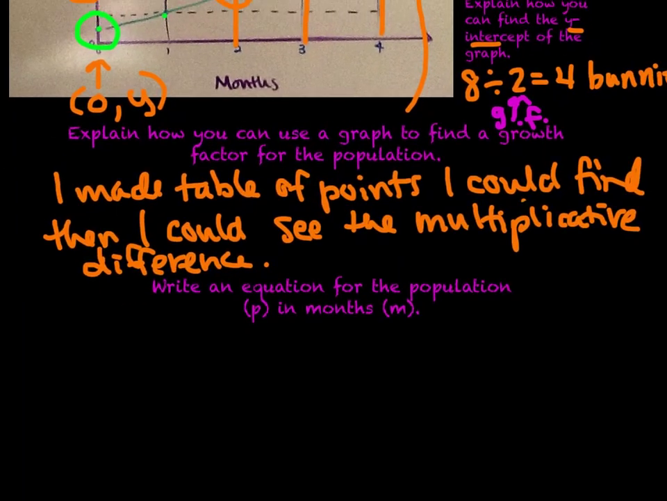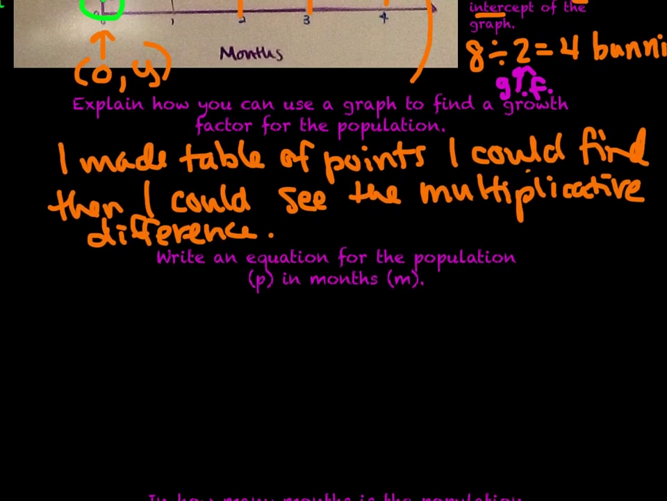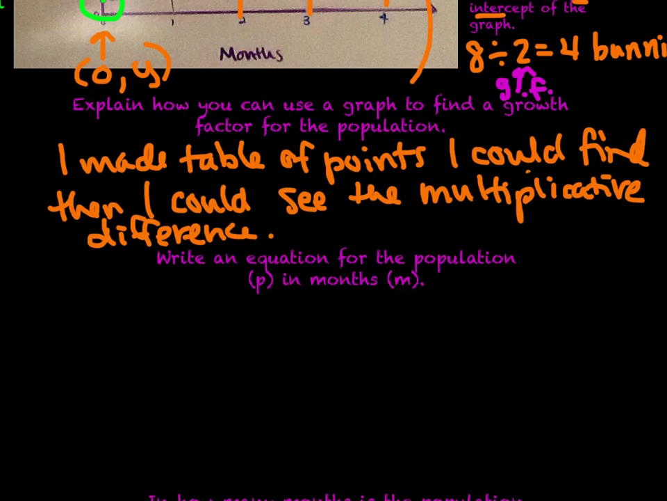Now let's go on to the next part. It says write an equation for the population P in months M. So let's go back to our exponential value equation. We had y is equal to a times b raised to the x power. We know y and x are our outputs and our inputs. And based on that, we can put in a couple of variables.